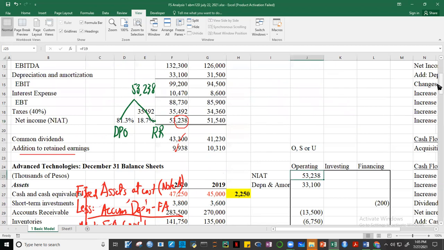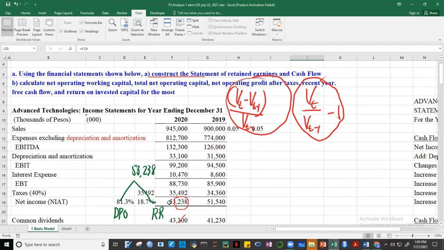53,238, pinasok na natin dito yan. Okay. How did we arrive at the 53,238? Saan tayo nagsimula nun? Anyone? Saan tayo nagsimula? Marion, saan tayo nagsimula? Sa sales po. Yes, correct. Sales, no? So, sa sales, dito tayo nagsimula. And then, from sales, binawasan na natin ang mga expenses. Binawasan natin ng interest. Binawasan natin ng tax in order to arrive at this.